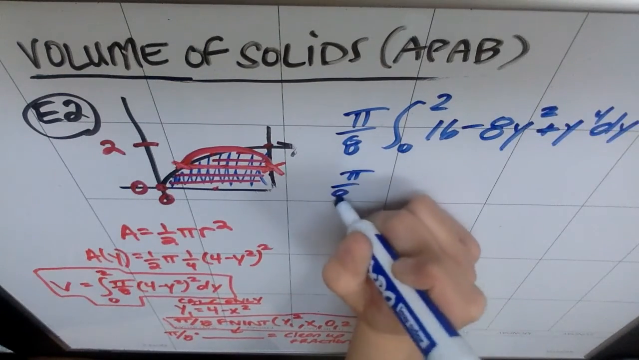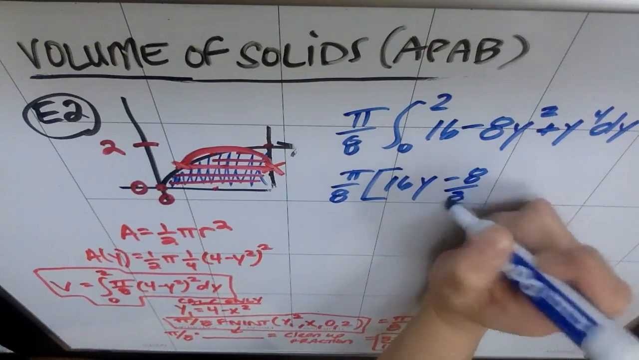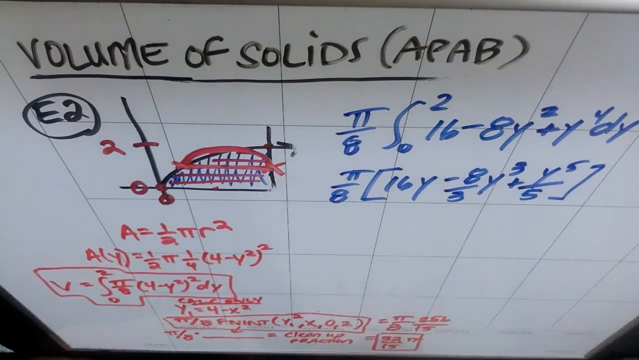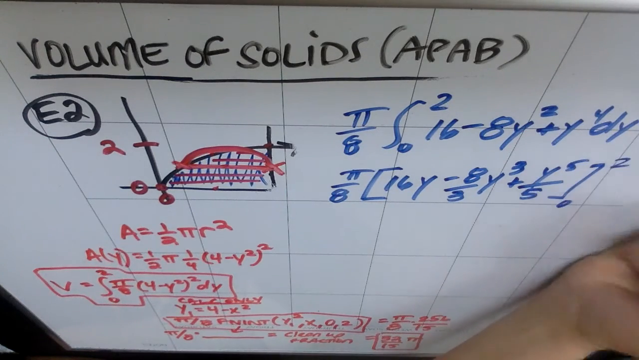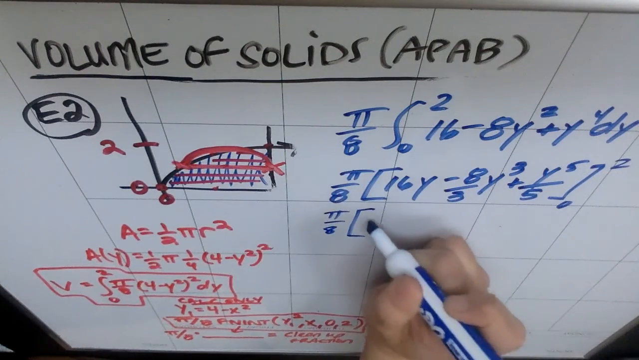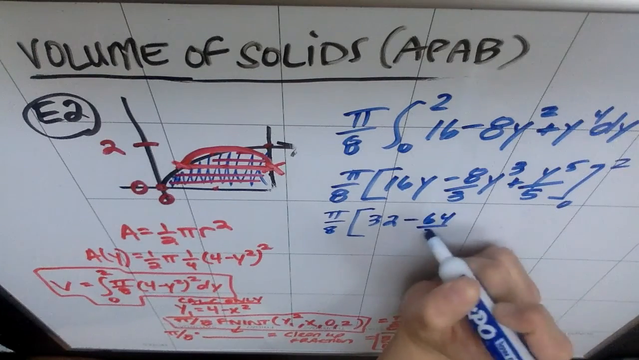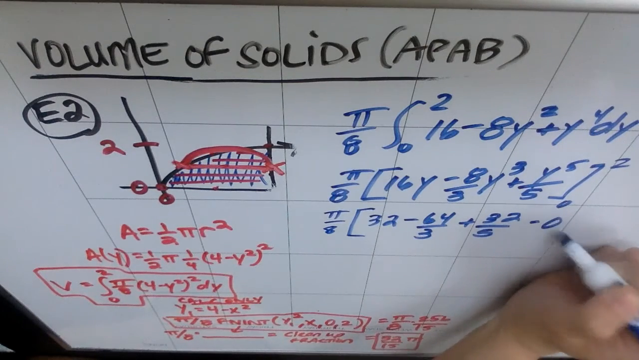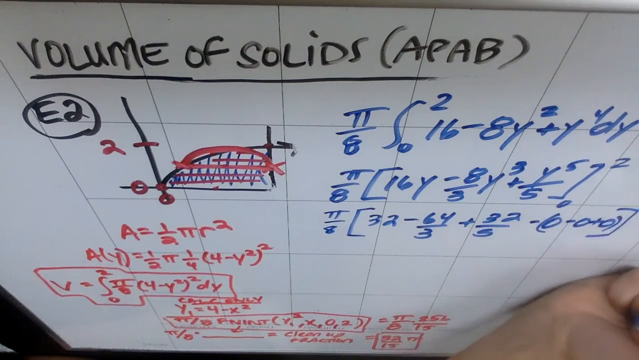Again, the pi over 8 sitting in front is probably the best case scenario. So I get 16y minus 8/3 y cubed plus y to the 5th over 5. And you can see how I'm going to land with the 15 at the end because you see that my fractions already have 3s and 5s. So I have this pi over 8 sitting out in front. And then when I plug in the 2, I'm going to get a 32 minus 8 times 8, which is a 64/3, plus a 32/5, minus what thankfully comes out to be a bunch of zeros. 0 minus 0 plus 0, great, don't care.